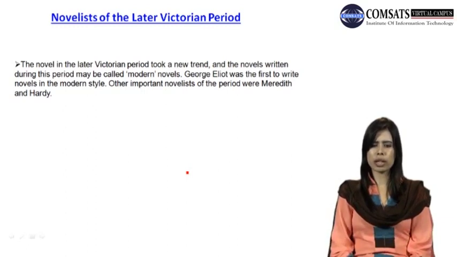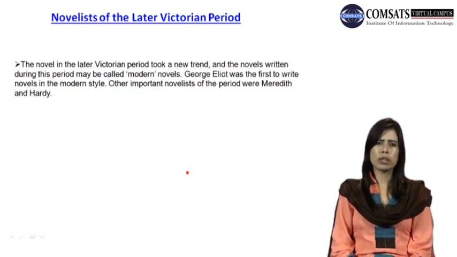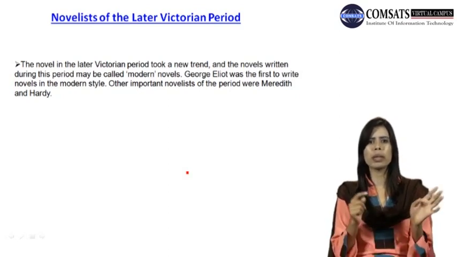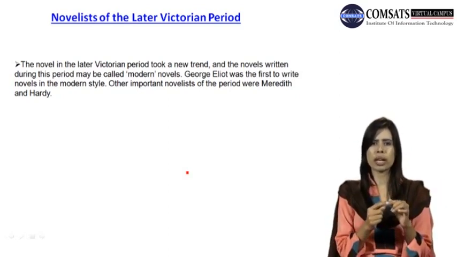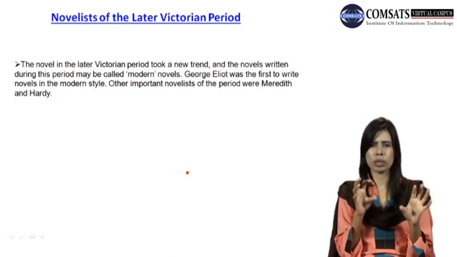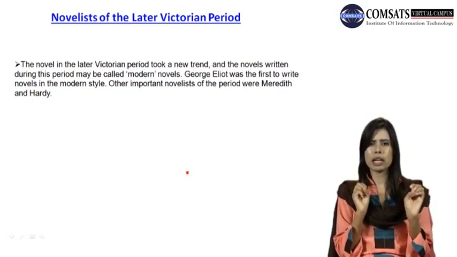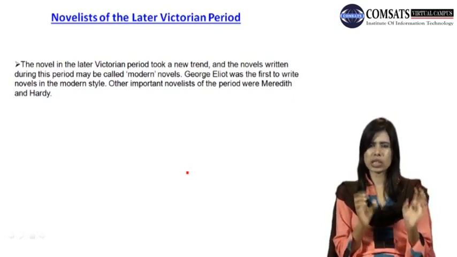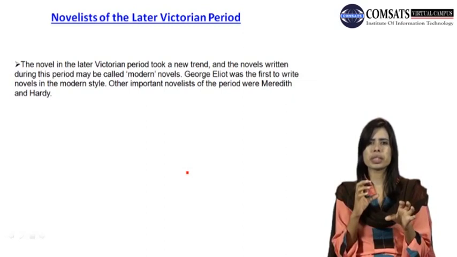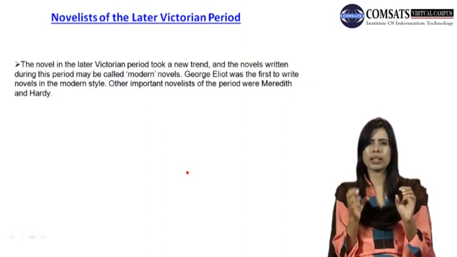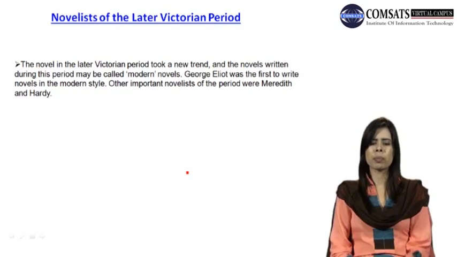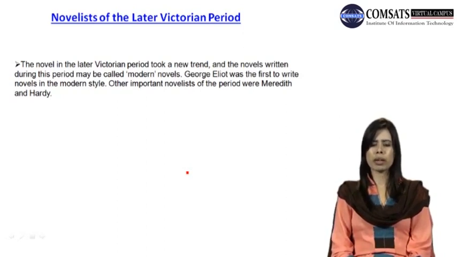George Eliot was the first to write novels in the modern style. So while talking about the novelists in the later Victorian period, our focus will be on George Eliot first, and then we'll talk about other novelists as well. George Eliot started writing novels in the modern style for the very first time in the later period of the Victorian Age. Other important novelists of the period were Meredith and Hardy. So obviously we'll focus on these novelists as well.